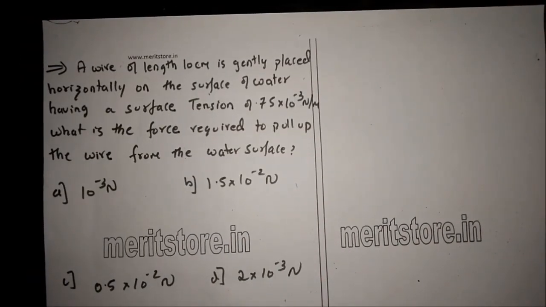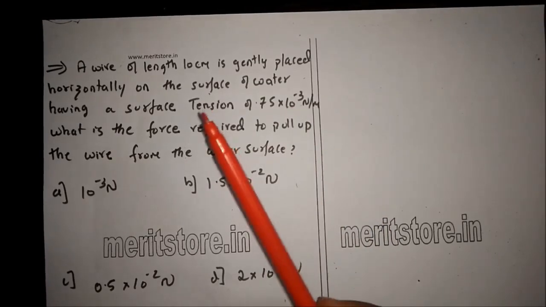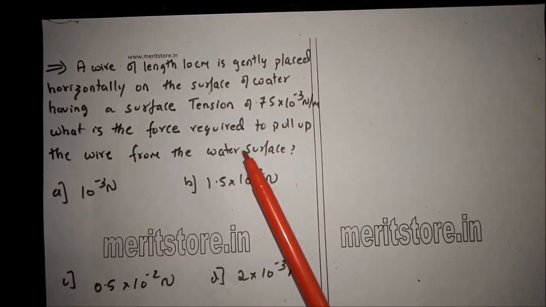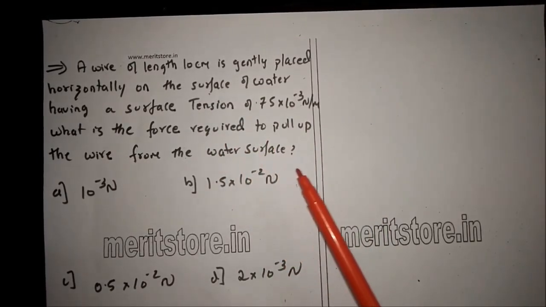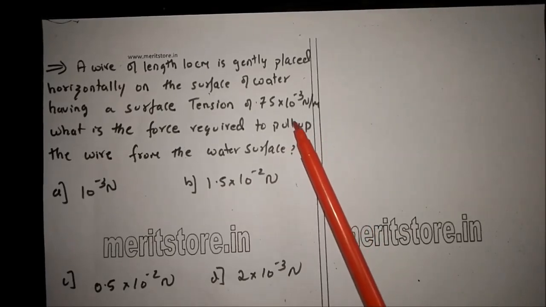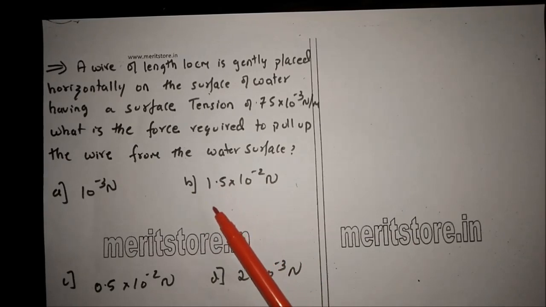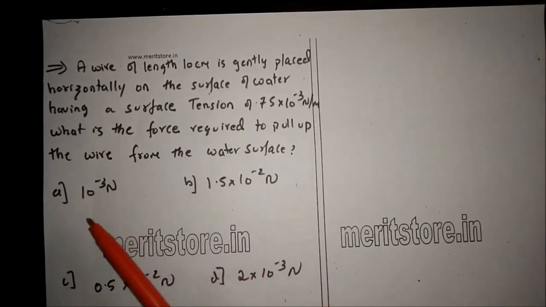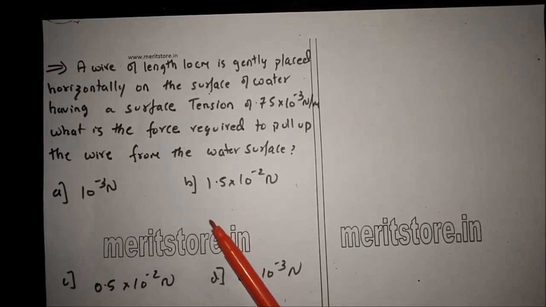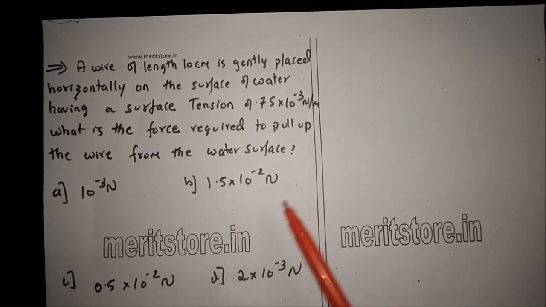A wire of length 10 cm is gently placed horizontally on the surface of water, having a surface tension of 7.5 into 10 raised to minus 3 Newton per meter. What is the force required to pull up the wire from the water surface? Is it option A, 10 raised to minus 3 newtons, or B, 1.5 into 10 raised to minus 2 newtons, or C, 0.5 into 10 raised to minus 2 newtons, or D, 2 into 10 raised to minus 3 newtons?